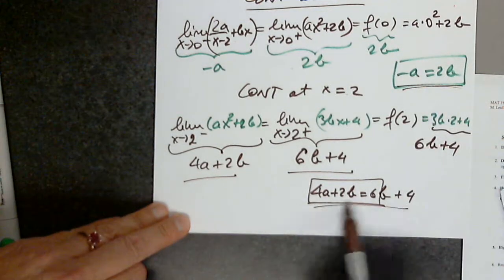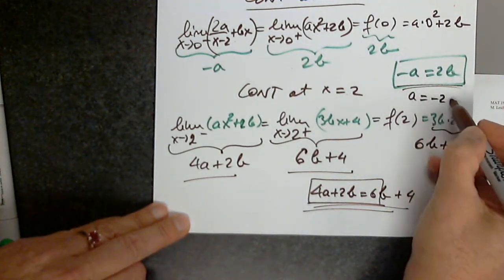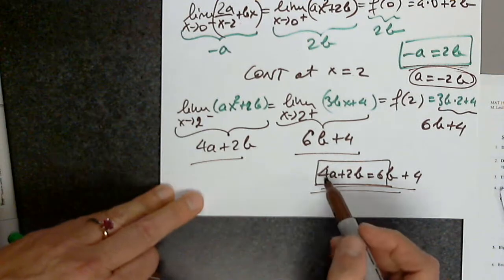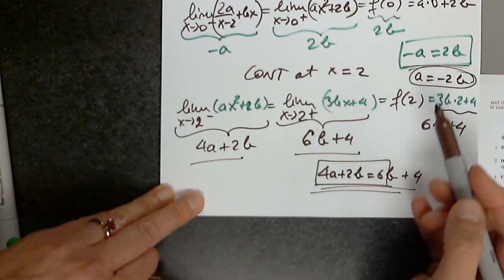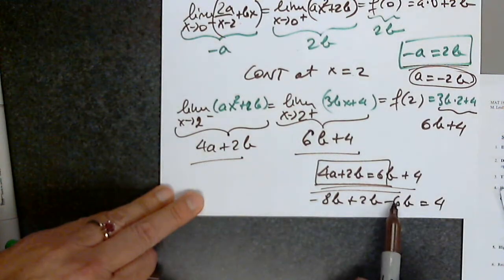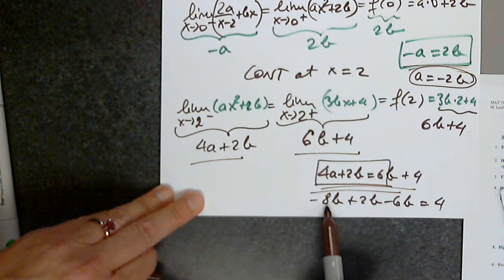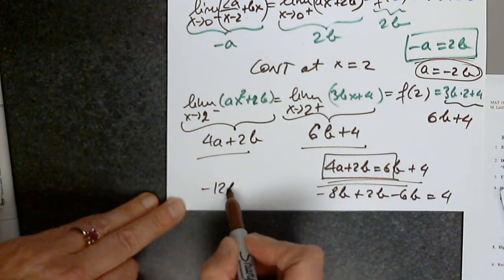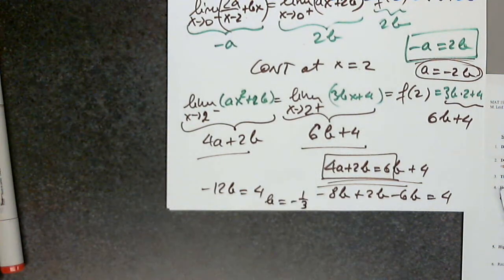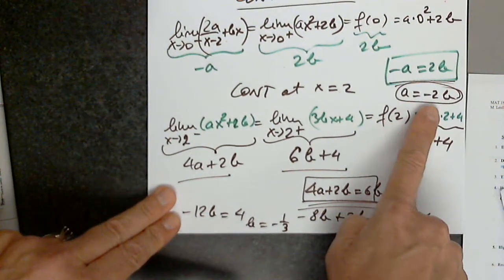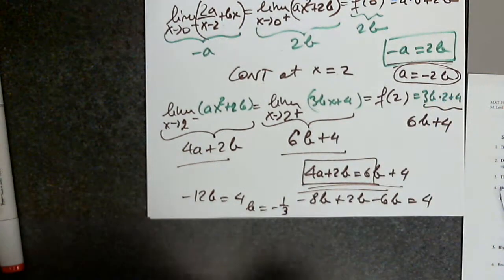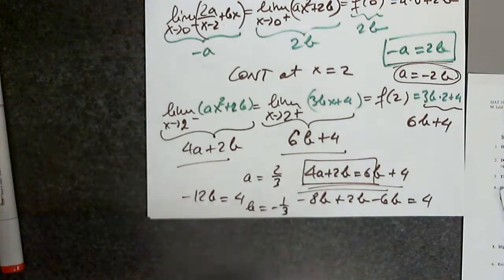We have two equations. I will replace a, because I multiply both sides by -1, I will replace a by -2b in here. So 4 times -2b will be -8b plus 2b minus 6b equals 4. So this is -12b equals 4, b equals -1/3. If b is -1/3, how much is a? A will be 2/3. So a equals 2/3.